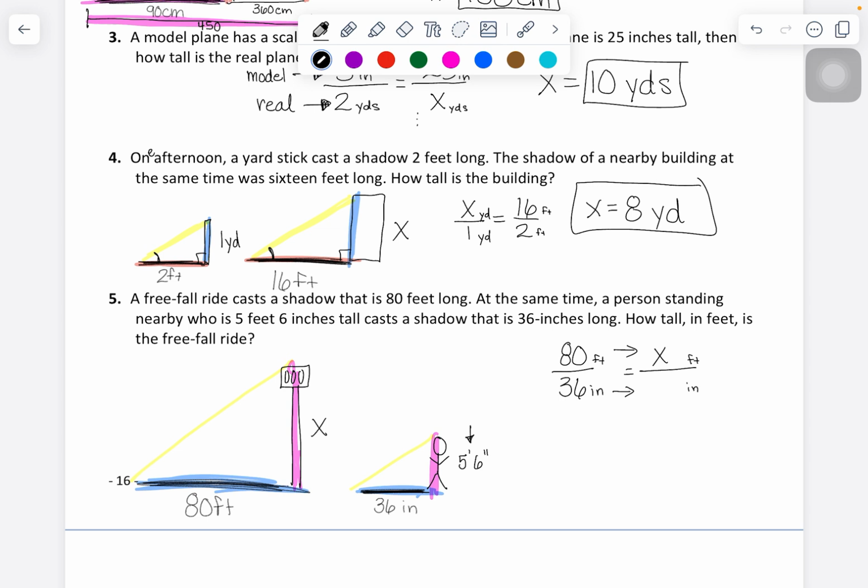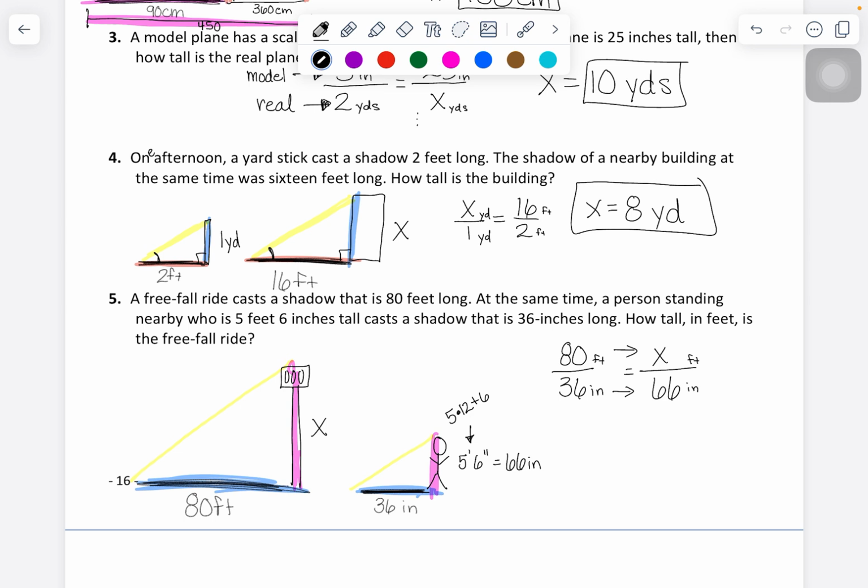So I need to convert this. How many inches are in a foot? Please say 12. So 5 foot 6 inches is 5 feet getting multiplied by 12 inches to convert that part to inches, plus the additional 6 inches. 5 times 12 is 60 plus 6 means this is 66 inches. That's what has to go in our proportion.